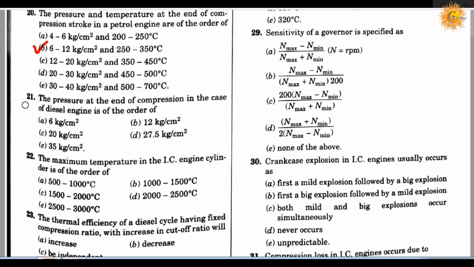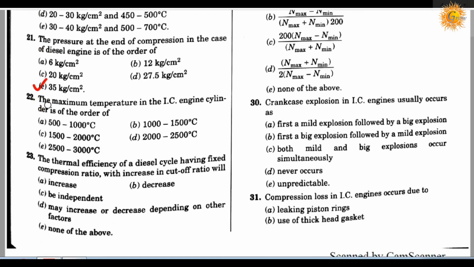Question number 21. The pressure at the end of compression in the case of a diesel engine is of the order of option A, 6 kg per centimeter square, option B, 12 kg per centimeter square, option C, 20 kg per centimeter square, option D, 27.5 kg per centimeter square, option E, 35 kg per centimeter square. The correct answer is E, 35 kg per centimeter square.